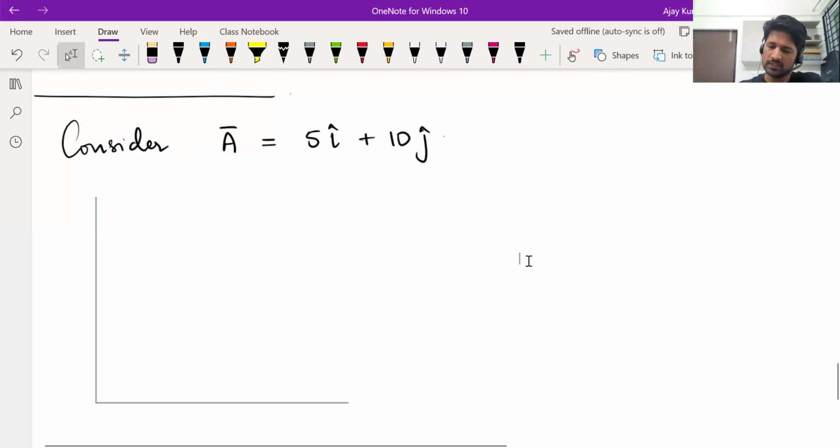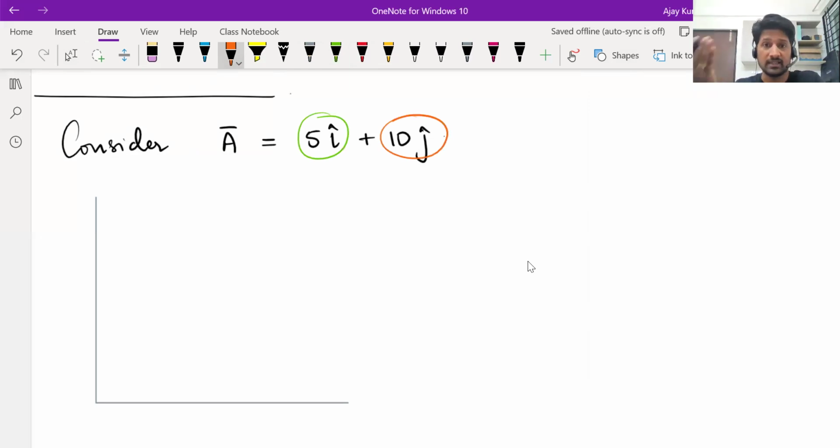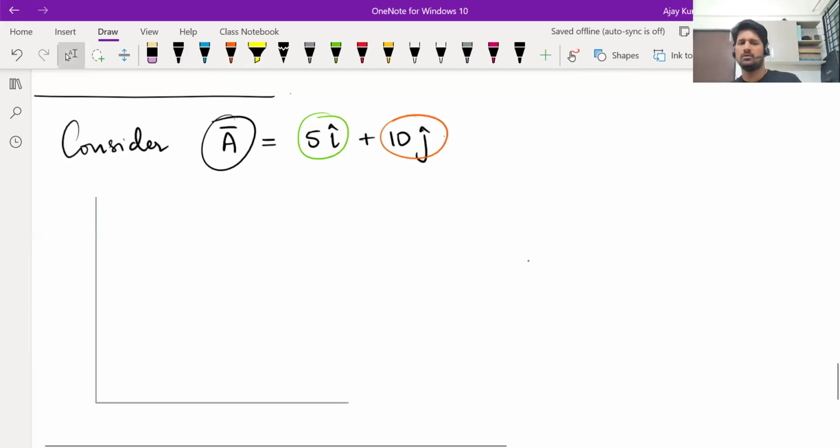So what I want you to do is draw the 5 i cap vector, then draw the 10 j cap vector, add them, means draw their resultant. Their resultant will become the A vector that you are looking for. Okay, do this all of you, then I'll draw and show. You can see whether it is correct or not. You actually don't need these references anyway. Use it for this one question.